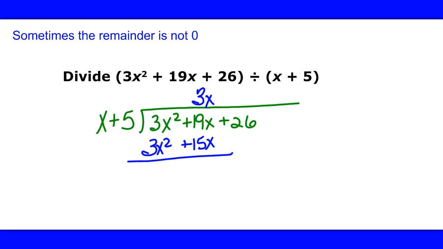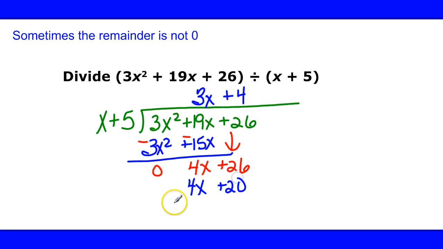We want to subtract both of these. That's going to give me a 0, and this is going to give me a 4x. Bring down the next term, which is a plus 26. Repeat the process. What times x gives me 4x? That's going to be a positive 4. 4 times x is 4x. 4 times 5 is a positive 20. We are going to subtract those, and that's going to give me a 0 there and a remainder of 6.